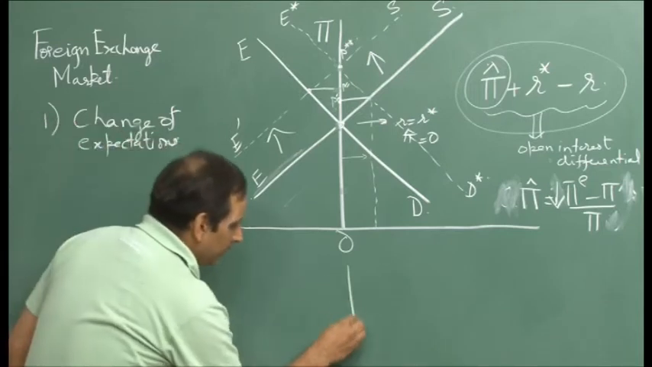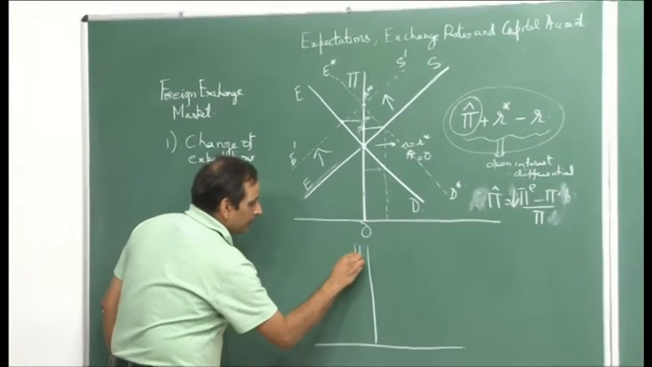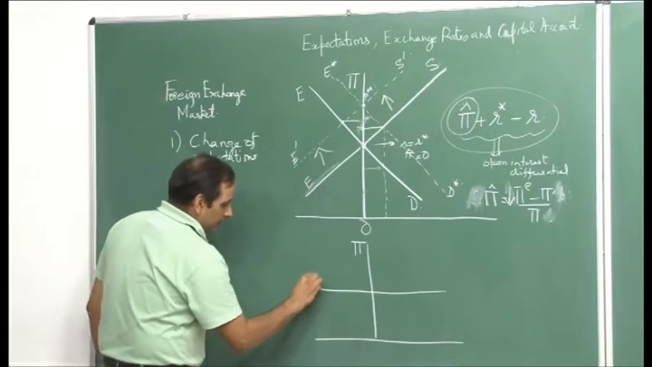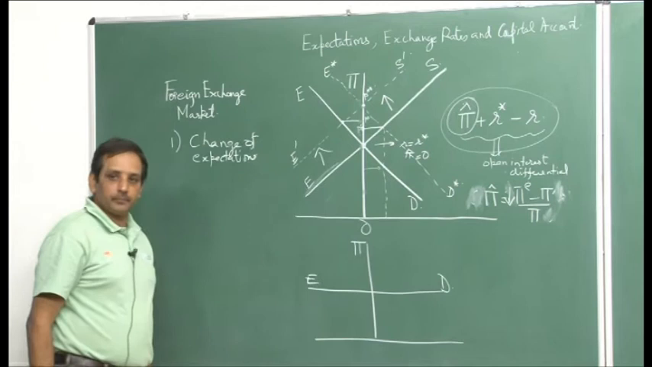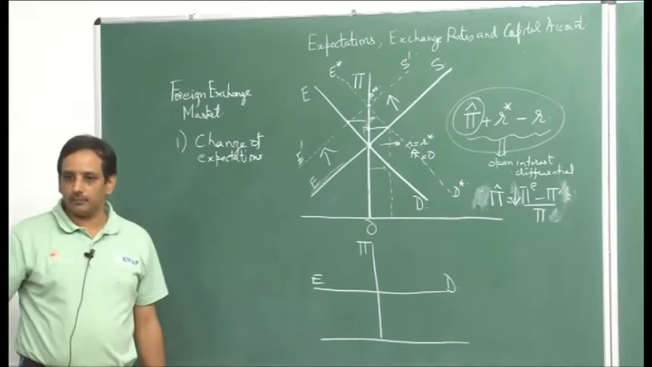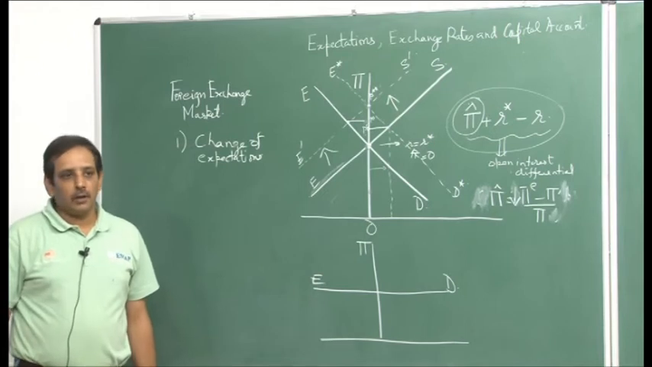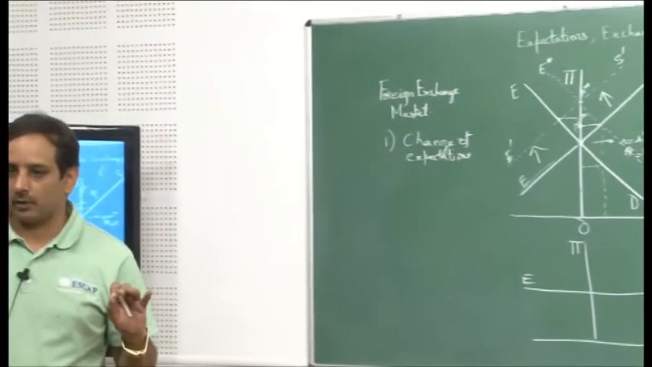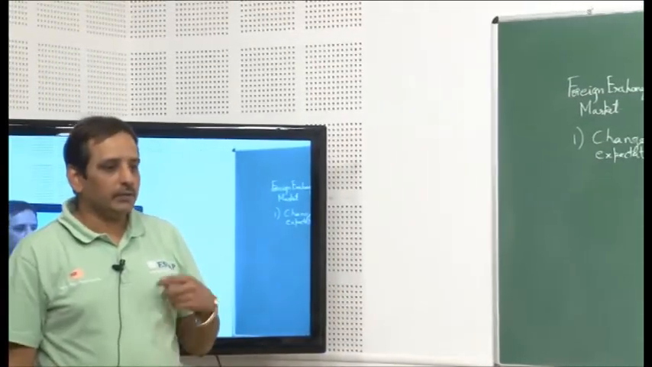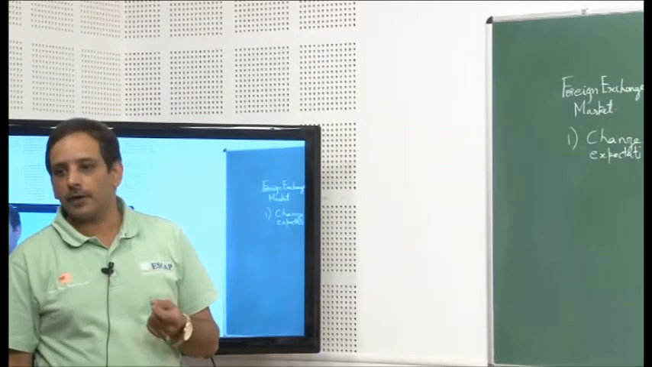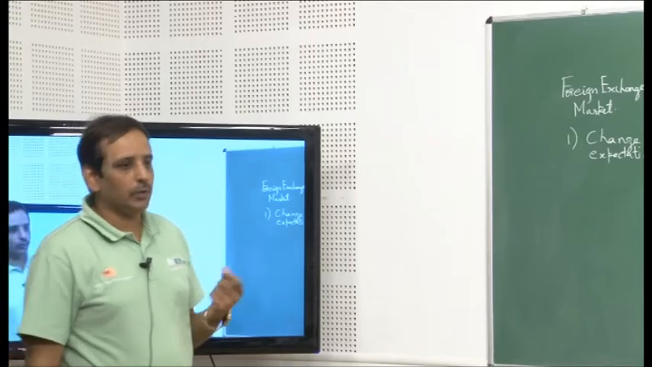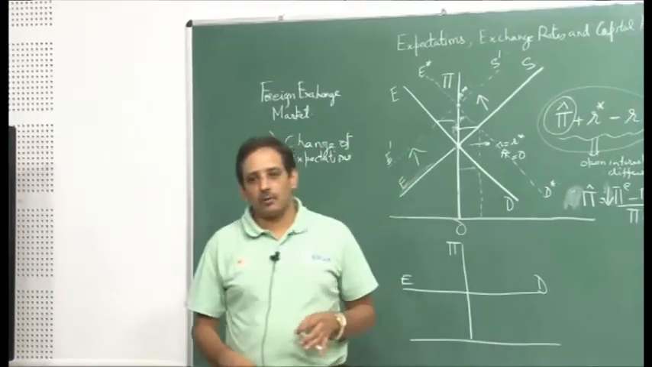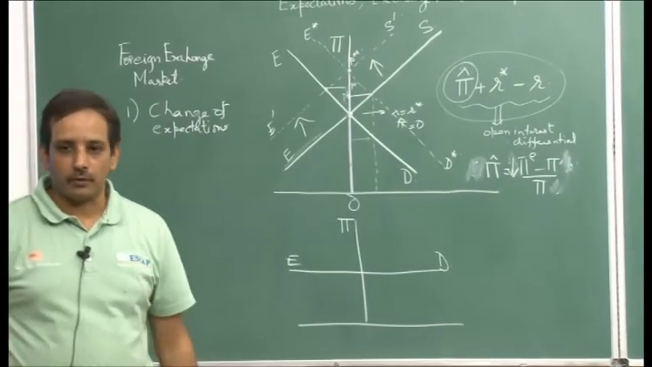Now think of another interesting situation where you have an ED curve which is not downward sloping, but is perfectly horizontal. Now this is a situation when all investors, speculators are risk neutral. Risk neutral means that they consider domestic and foreign bonds as perfectly substitutable. So as soon as they find that there is an interest differential, they will completely switch out from domestic bonds into the foreign bonds.